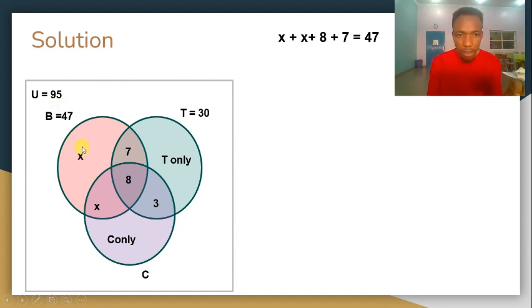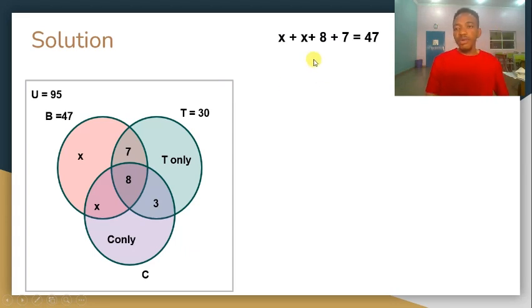The guys that travel by bus only, the people that travel by bus and train, the people that travel by bus, train, and car, and the people that travel by bus and car. So all the circle of this made up 47. And that's what I did here. So I add X plus 8 plus 7. So I added everybody and everybody got to 47.